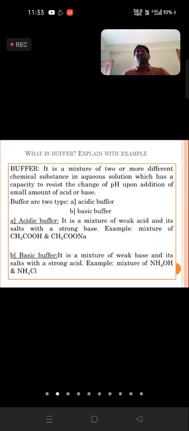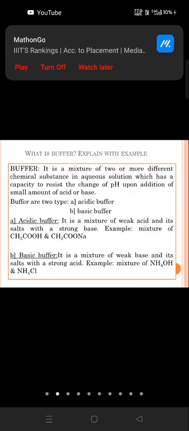Next, what is a buffer? A buffer is usually a mixture of two different chemical substances, or a solution which has a capacity to resist the change of pH upon addition of a small amount of acid or base. So all buffer solutions have a capacity to resist the change of pH. There are two different kinds of buffer. One is acidic and the other is the basic buffer. Acidic buffer is the mixture of a weak acid and its salt with a strong base.